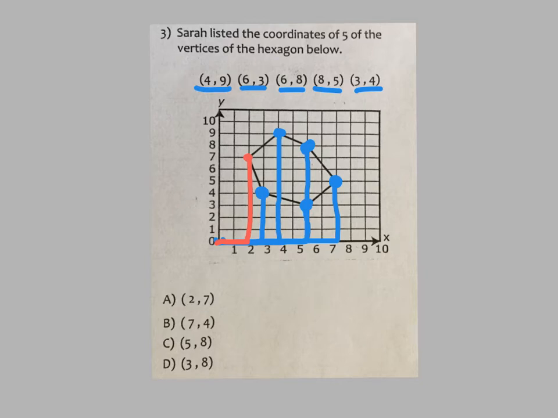A appears to be our answer. 7, 4 would be here. That's not a vertex, so that's not it. 5, 8 would be here. That's not a vertex, so that's not it. 3, 8 would be here. That's not a vertex. That's in the middle of the line segment. So therefore, answer choice A is looking pretty good.